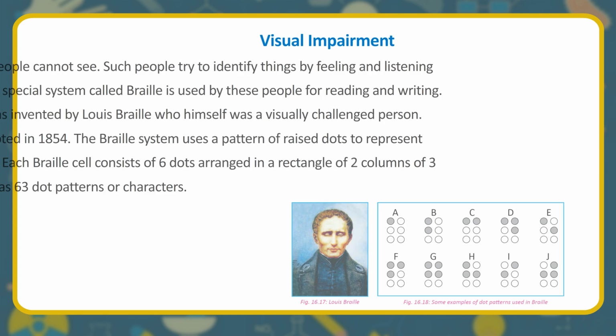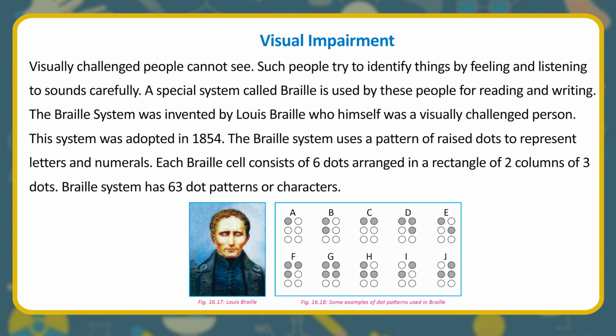Visual impairment. Visually challenged people cannot see. Such people try to identify things by feeling and listening to sounds carefully. A special system called Braille is used by these people for reading and writing. The Braille system was invented by Louis Braille, who himself was a visually challenged person. This system was adopted in 1854.